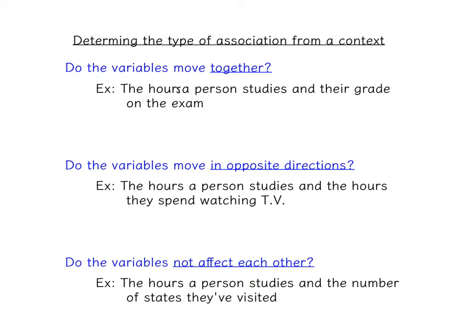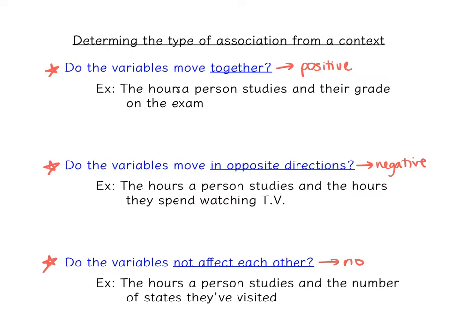Before we continue with our notes, let's take a pause to figure out what our goal is for the day. We want to try to determine the type of association based on a context that has two variables. What you're really going to want to focus on is if the variables move together, if they move in opposite directions, or if they don't affect each other at all. Remember, if they move together, we say that means they have a positive association. If they move in opposite directions, they have a negative association. And if they really don't affect each other, there's no association.